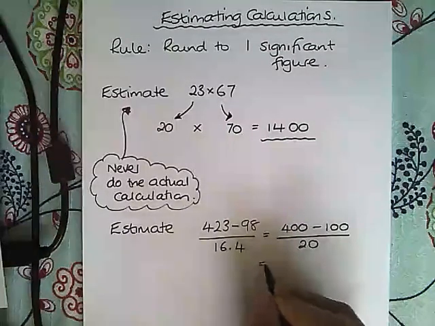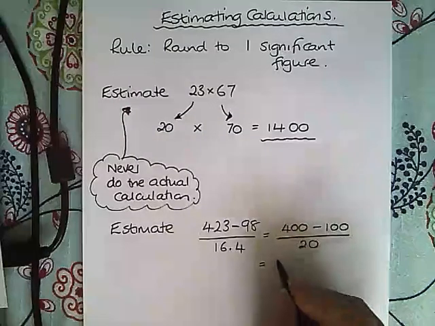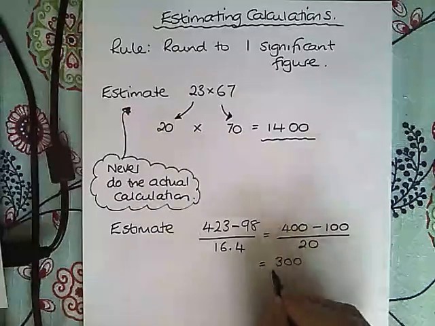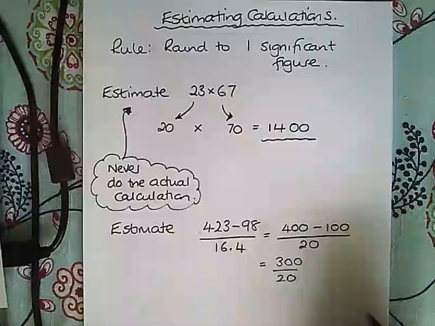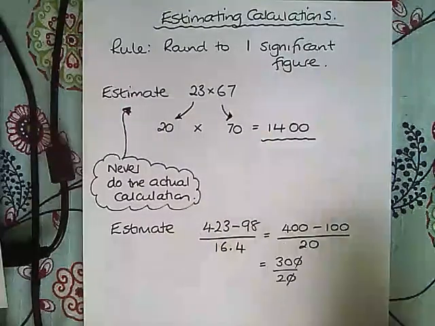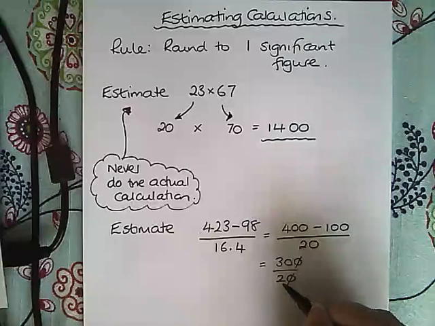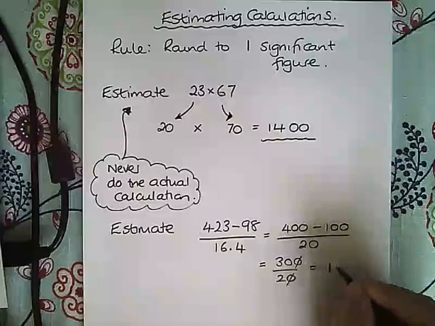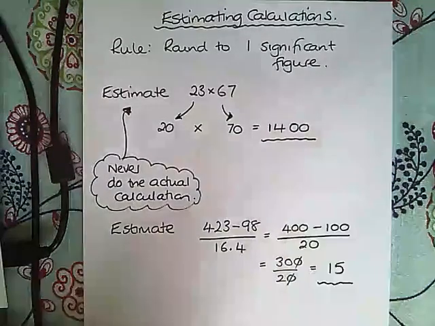So here we've got 400 take away 100, which is 300, still divided by 20. I can divide the top and the bottom by 10, and then we are left with 30 divided by 2, which is 15. Hope that helps.